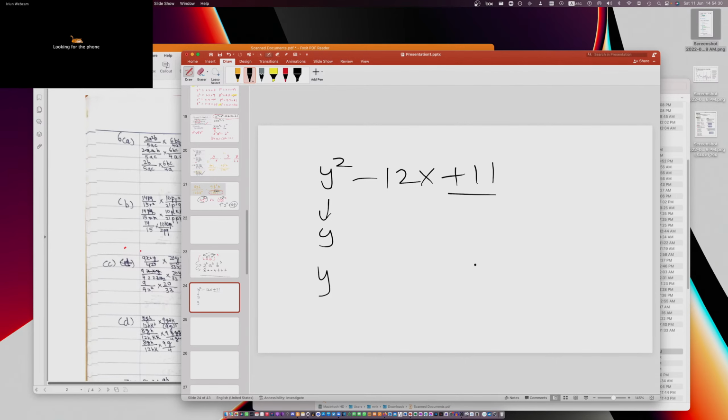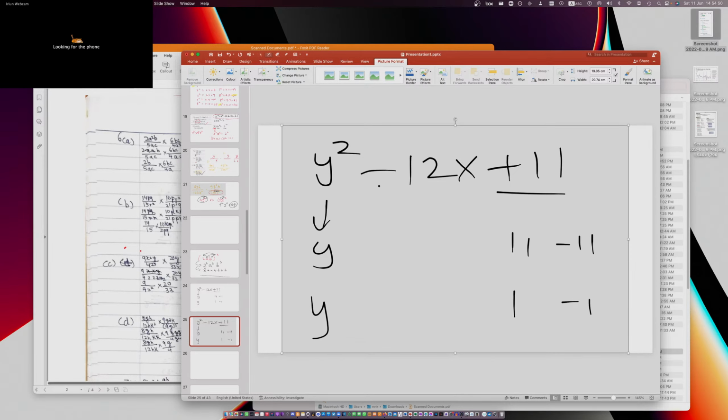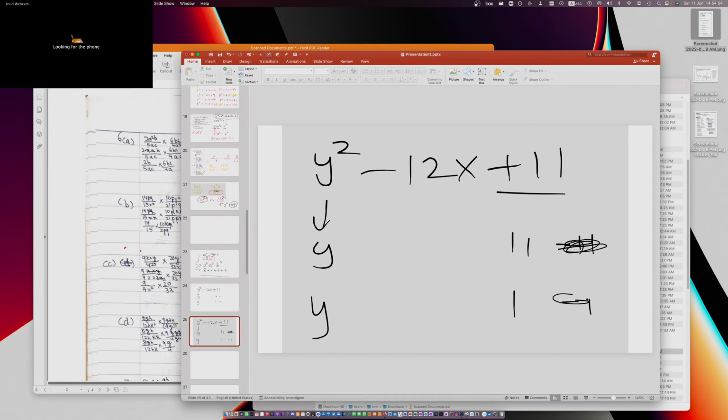But over here, let's continue. 11, 1. Minus 11, minus 1, right? Now, I don't know which one to use, but I need to test, right? Let's test with the first set first. So I'm going to test with this one first.